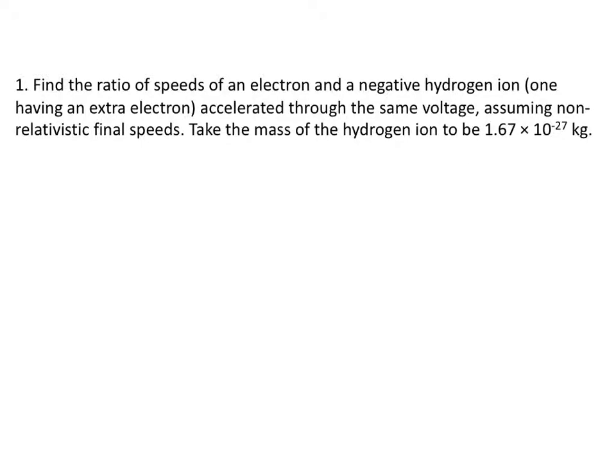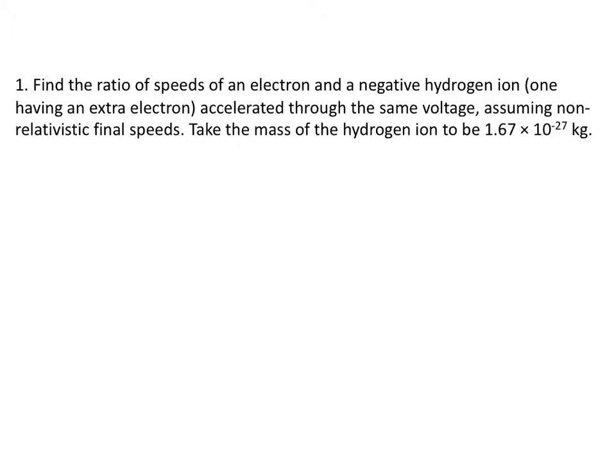So on your handout, you have all of these problems, beginning with this one here. Find the ratio of speeds of an electron and a negative hydrogen ion accelerated through the same voltage, assuming non-relativistic final speeds, meaning we don't have to use the Lorentz contraction factor, which is 1 over the square root of 1 minus v squared over c squared. But anyways, let's get at it here.